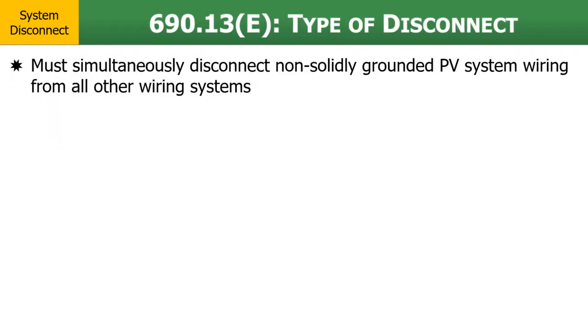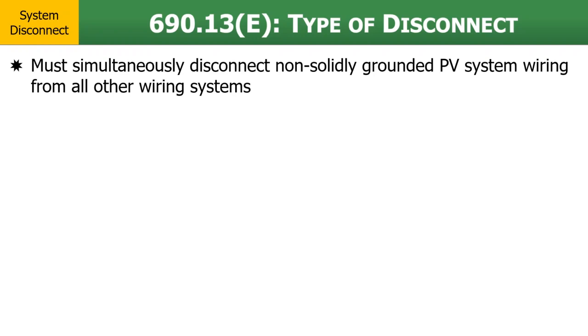Now 690.13(E) has some different requirements for what is allowed to be a type of disconnect. We must have a disconnect that can shut off all the non-solidly grounded PV system wiring and disconnect it from all other wiring systems. So in the AC side, obviously that's going to be the hot ungrounded conductors. We don't break the solidly grounded neutral conductor.